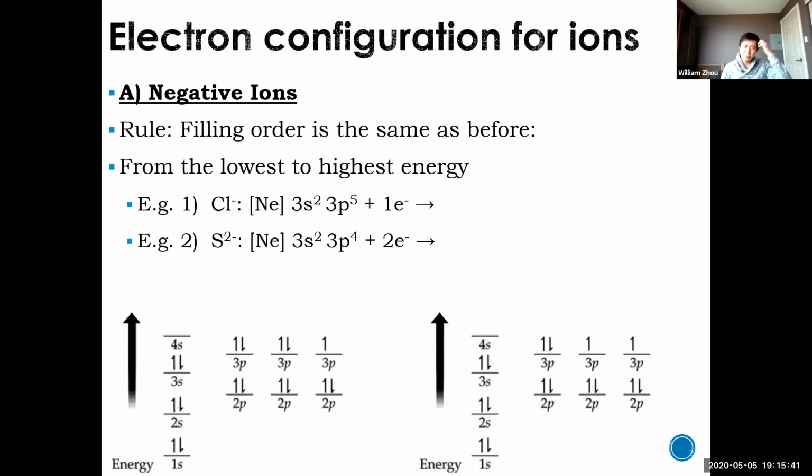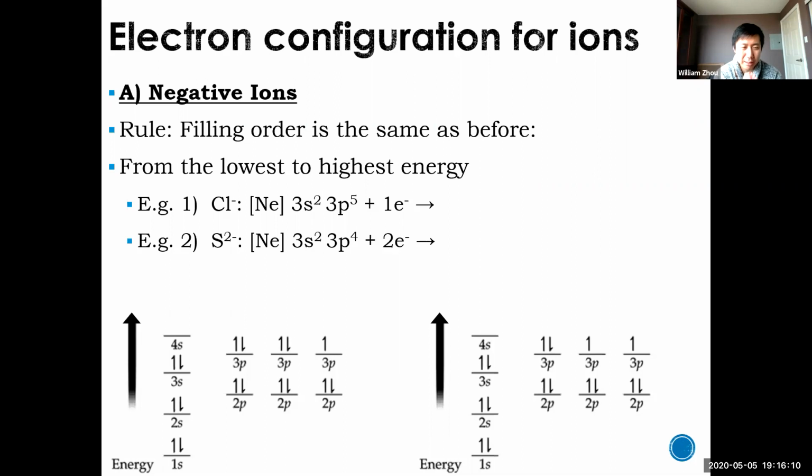All right, so let's move on to ions. We need to learn how to do electron configuration for ions. There are two types of ions. You have negative ions and positive ions. Now for negative ions, it is very simple. Okay, negative ions mean you gained extra electrons. So if you just gain extra electrons, all you have to do is continue to add electrons normally following the Aufbau principle and Hund's rule.